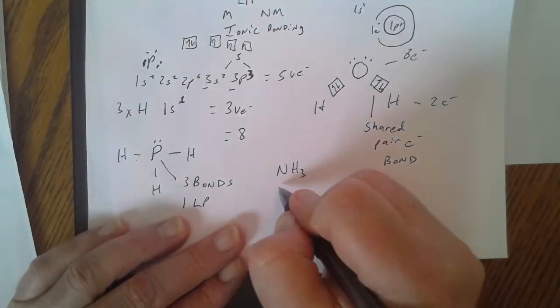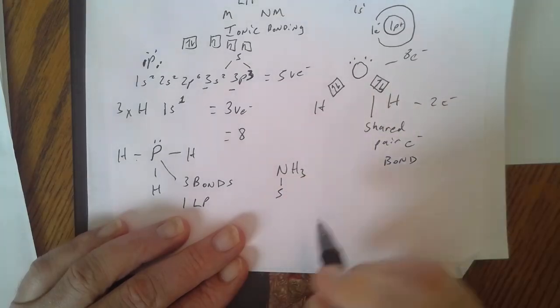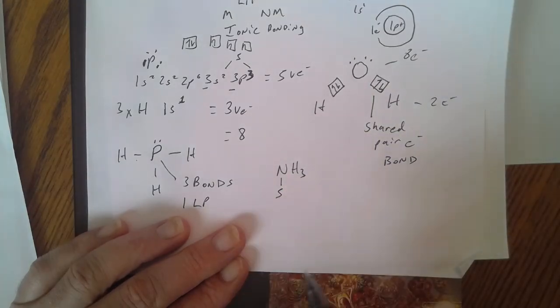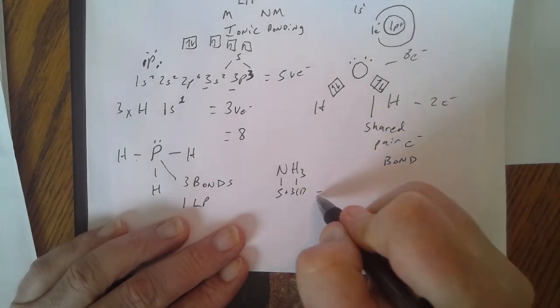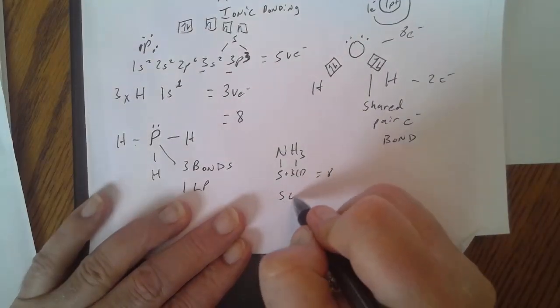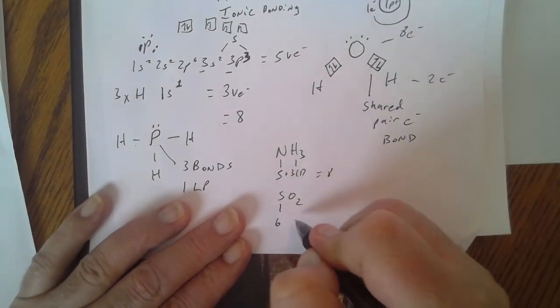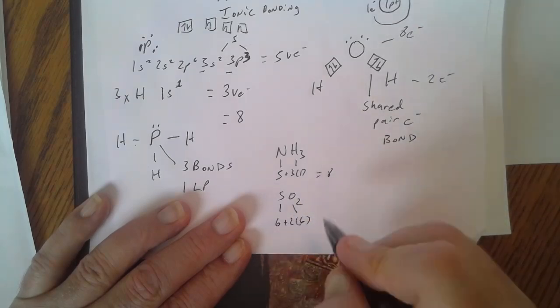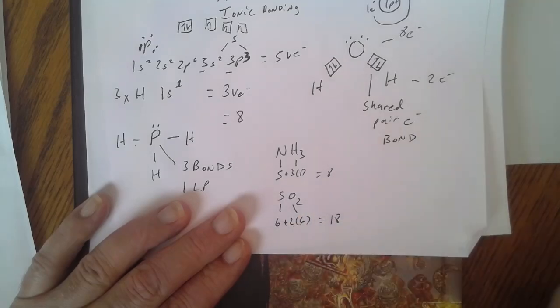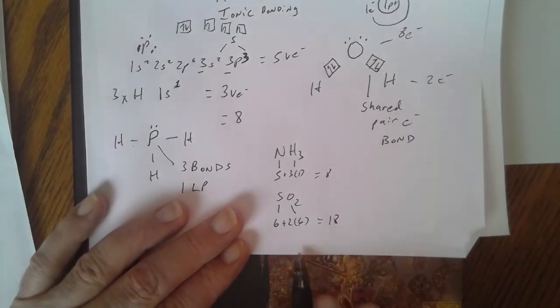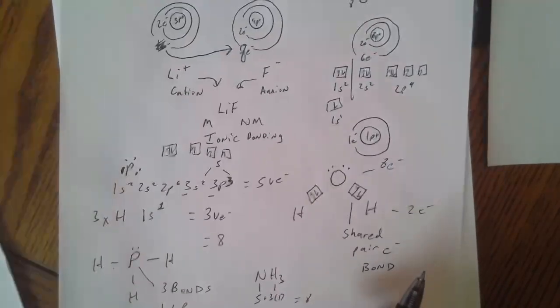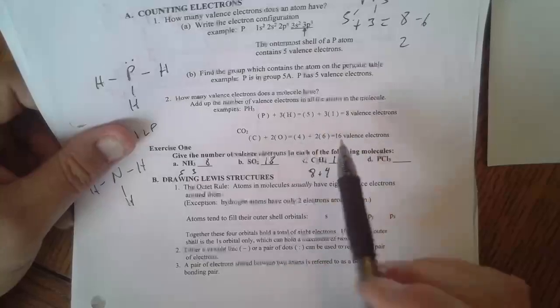Crazy enough. The rest of this basically just has NH3, and all it wants you to do is count up the valence electrons, which is easy. Nitrogen is in group 5A, hydrogen is in group 1, but since there are 3 of them, we end up with 8. Sulfur dioxide: sulfur is in 6A, oxygen is also in 6A, but there are 2 of them, so we end up with 12 plus 6, which equals 18. It gets more complicated as we go on, but all you really need to do right there is add up the valence electrons. That's the key for this exercise here.